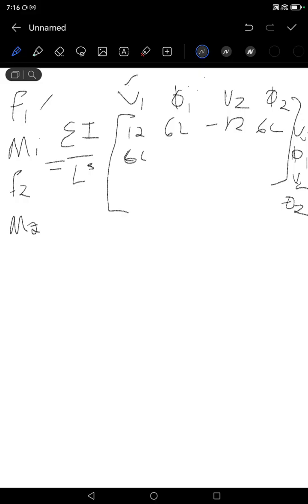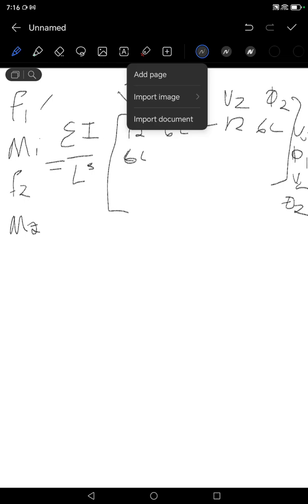So now let's do an example to show you how to determine this beam equation using finite element. Okay, so let's say we have a beam which is fixed at one end and supported by a roller. So let's say we have a beam like this. So we're going to do an example.